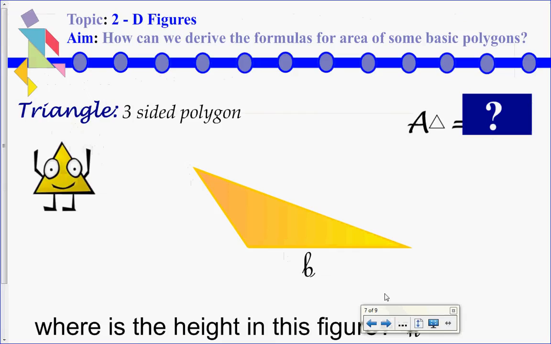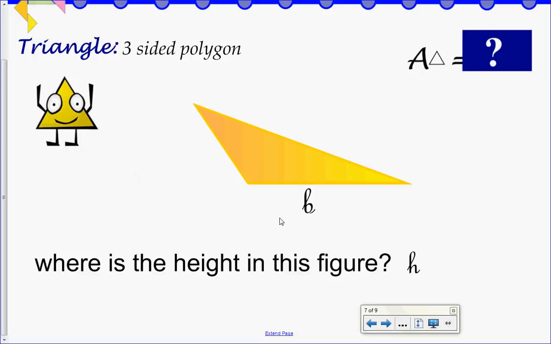All right, next. Triangle again. What are you doing here? You were there already. All right. Where's the height in this figure? It's missing, right? Because again, we have a slanted side. So remember, a height has to be straight down, touching the base at a 90-degree angle. So let's see what we can do.